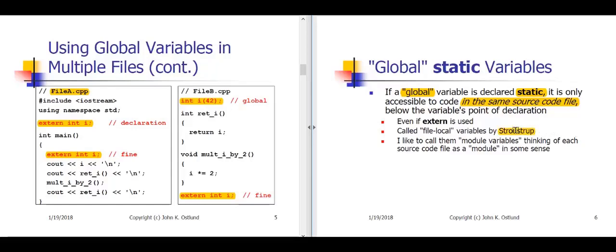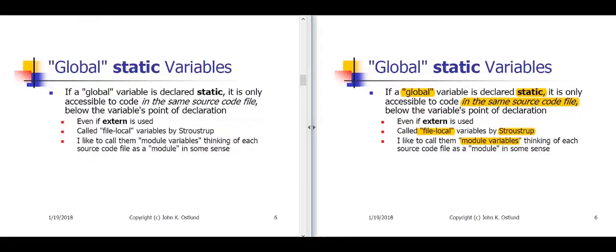Now, Stroustrup refers to these as file local variables. I like to refer to these things as module variables, thinking that in some sense a source code file is a module. And the idea here is that you have a variable that just needs to be shared among a certain set of functions, but not any other functions. So you can define all of those other functions and the static global variable that they need to share in one file to get yourself a file local or module variable that these functions can share.